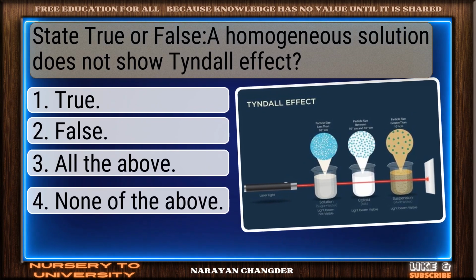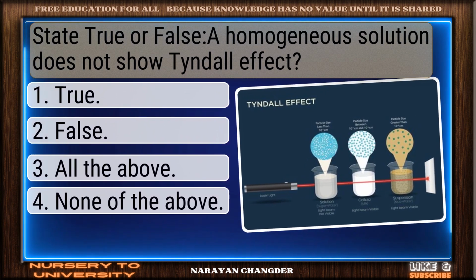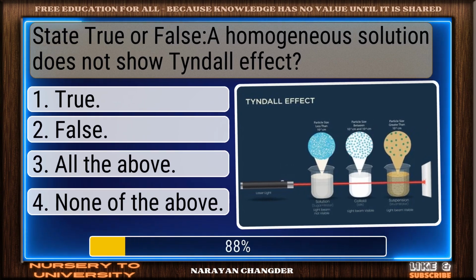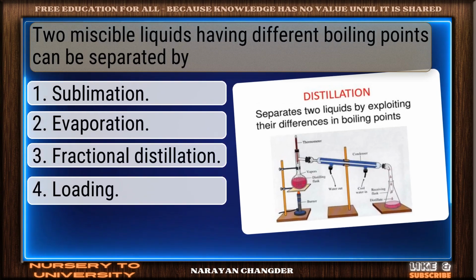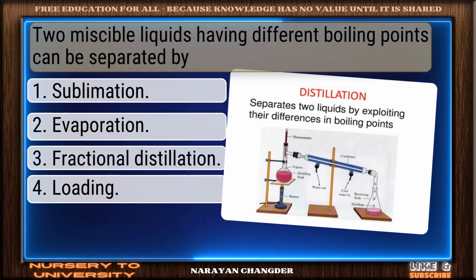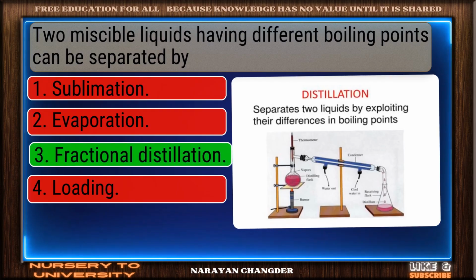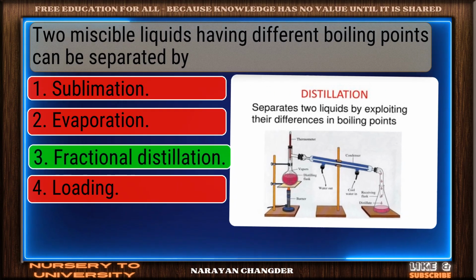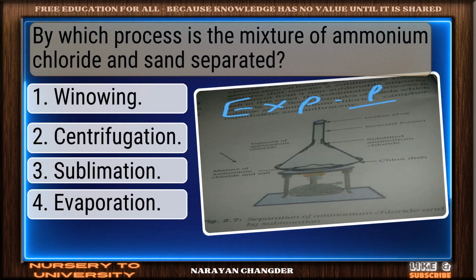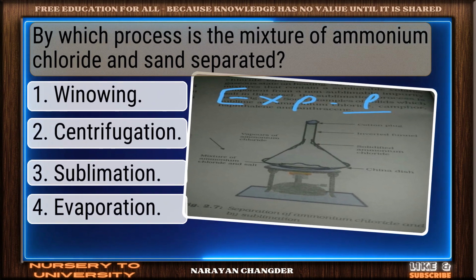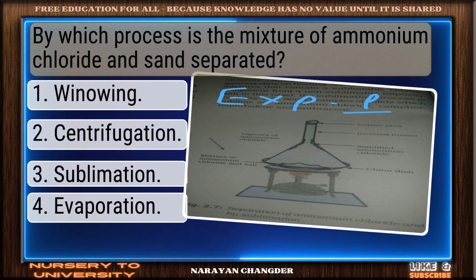Question number 90. State true or false. A homogeneous solution does not show Tyndall effect. You got it. Your choice true is right. Question number 91. Two miscible liquids having different boiling points can be separated by? Correct response. Fractional distillation is the most accurate answer. Question number 92. By which process is the mixture of ammonium chloride and sand separated?